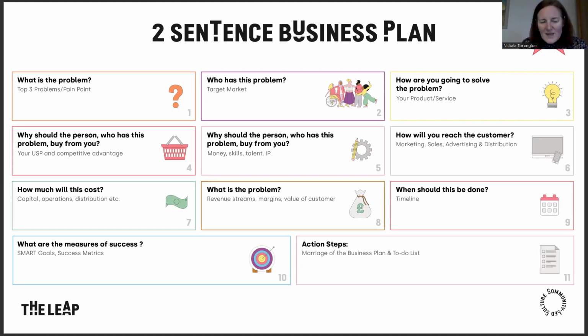Also in this shorter business plan, this two-sentence plan, is what the measures of success are. So this is about thinking about your goals and whether they're SMART. So what are the goals, and are they specific? Are they measurable? Are they achievable? Are they realistic? And are they time-bound? That's what that means.